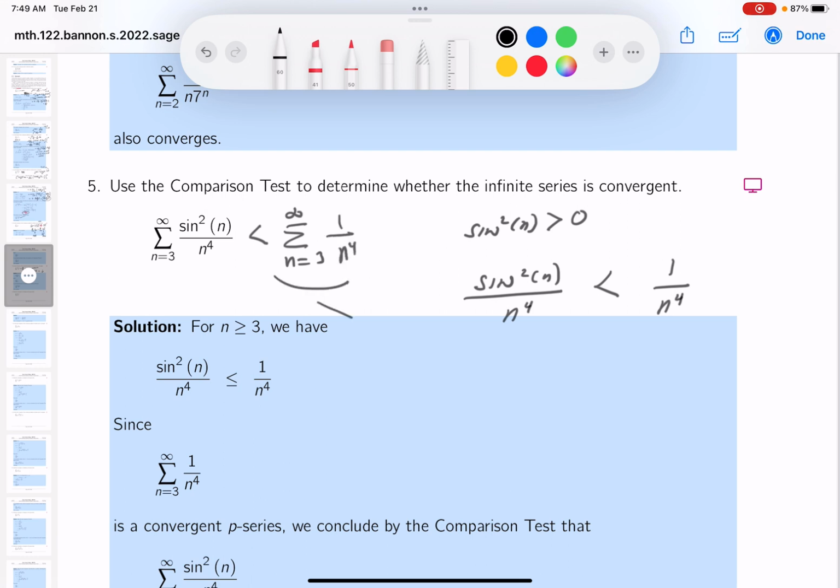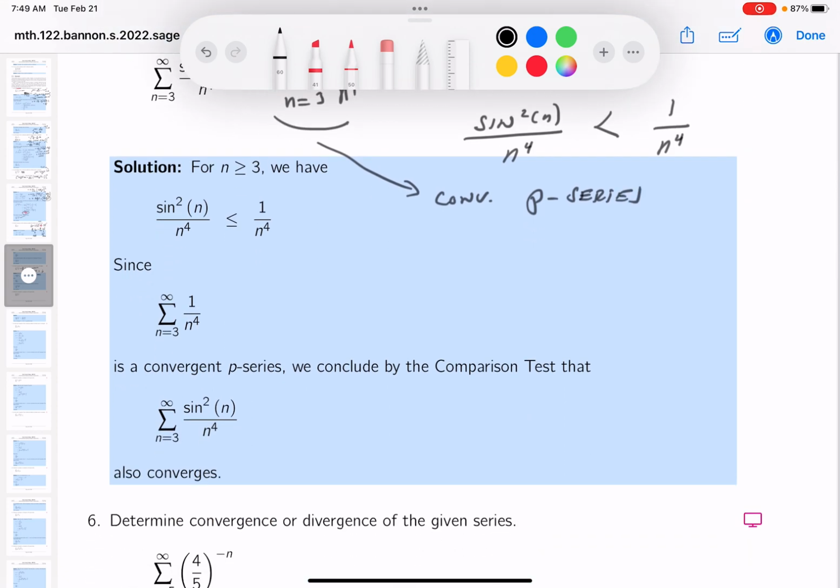What do I know about this over here? This is a convergent p-series. All right, and yeah, we wrote that down, and the comparison we're using is 1 over n^4, a convergent p-series. We're good to go. Thank you.